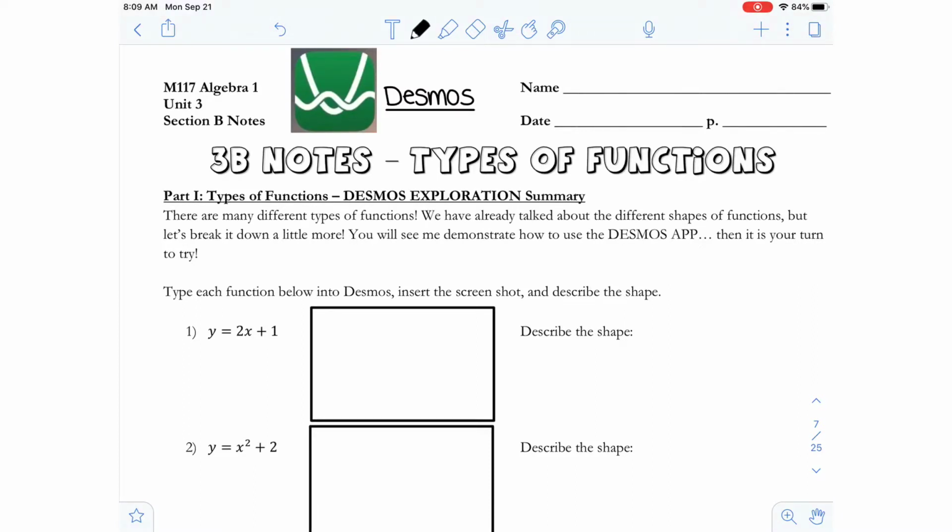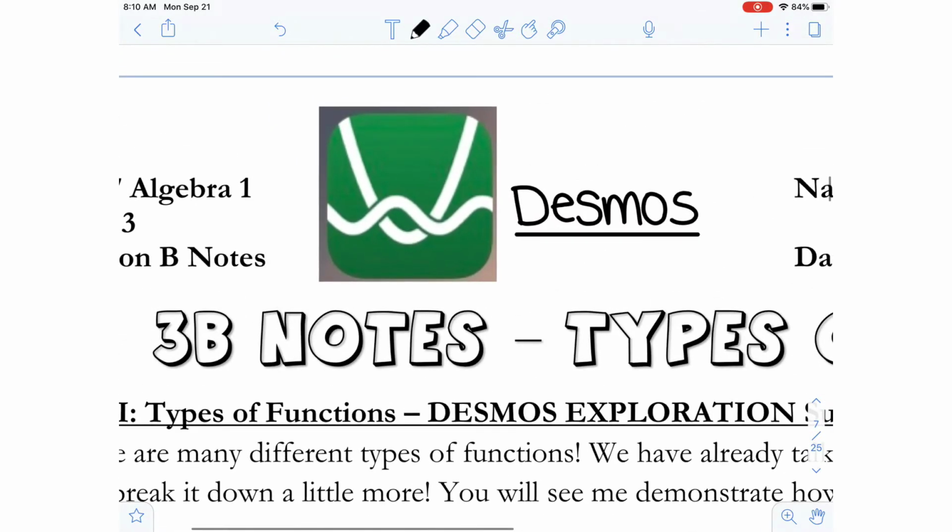Hey class, so these are our notes for section 3B, and the topic is types of functions. During these notes, I'm going to be using the app called Desmos. It's a graphing calculator app, and it's available to you in self-service. If you are following along with me, which you should be, I need you to pause this video and go into self-service and download the app Desmos.